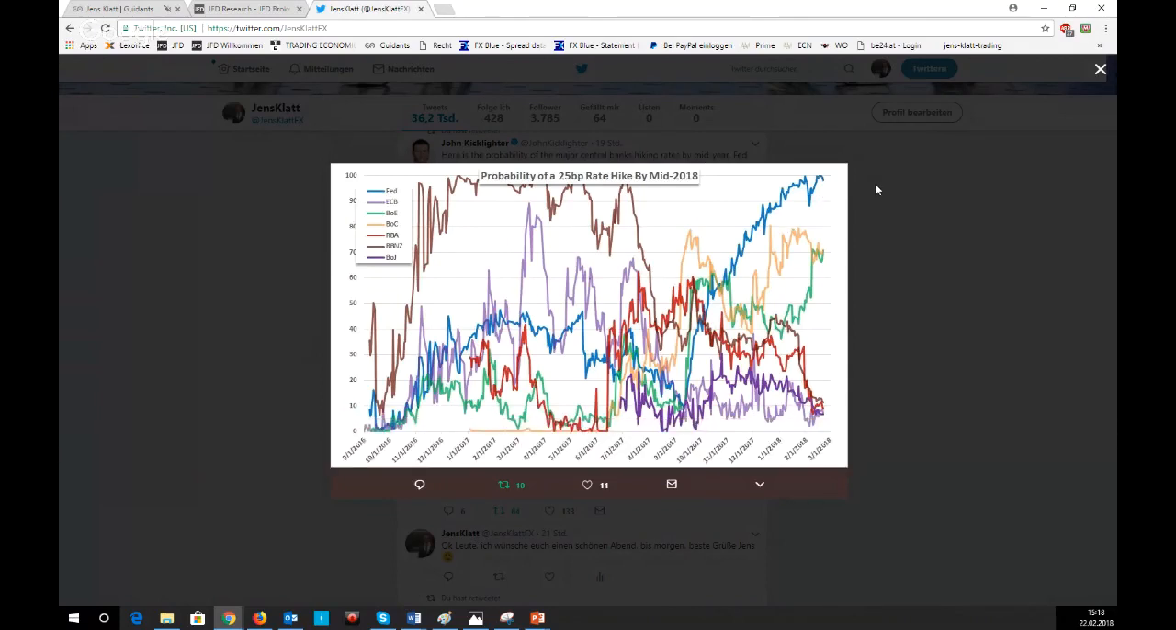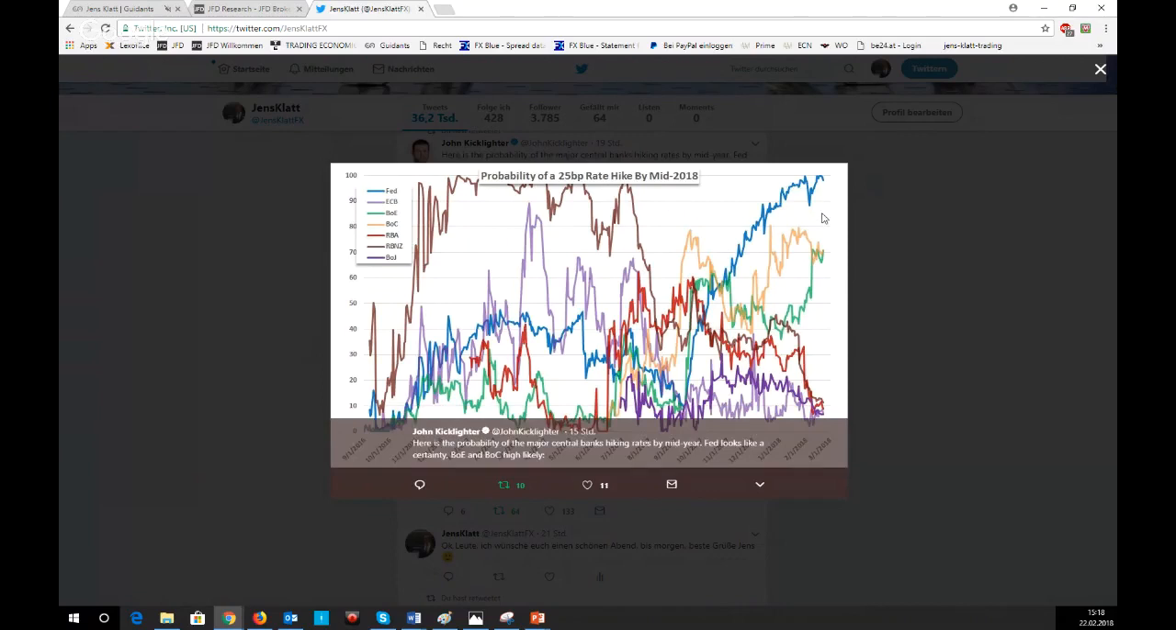By the way, we will have a deeper look at why this is not necessarily bullish for the US dollar at all, and also why it is potentially bearish for equities. But that's something we'll look at a little later on. First of all, let's have a look at GBP, what I just said.